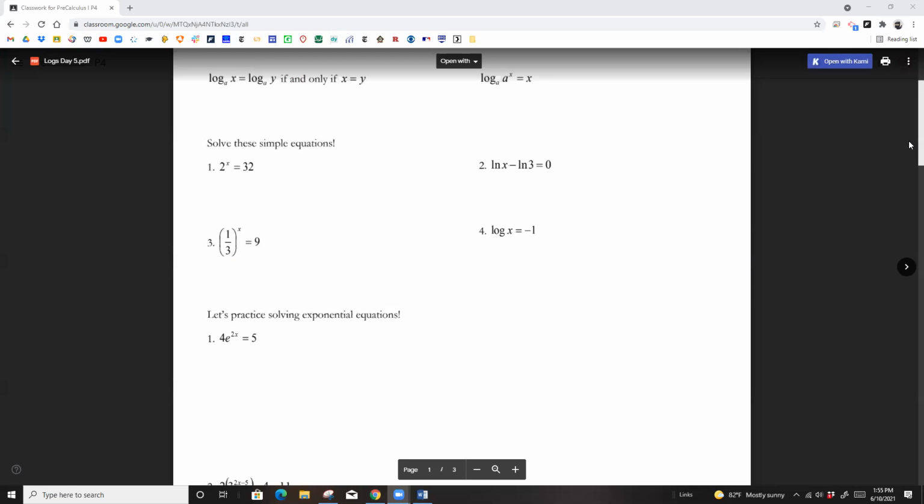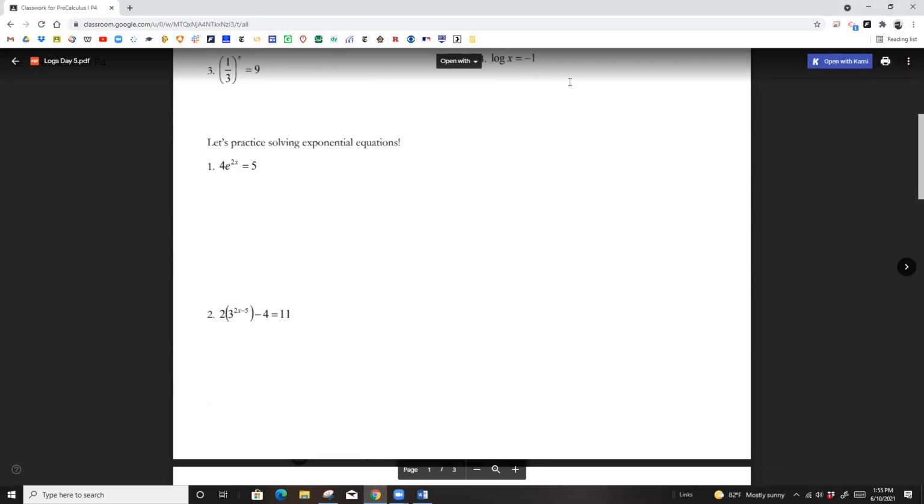It's just solving equations like you've been doing for the last 5 years, since middle school. So instead of solving for x, when we have an exponential equation, we're going to solve for the exponential expression. So we're going to get that e to the 2x alone, and then worry about the 2x part later. Our first step is going to be dividing both sides by 4 to get that exponential expression alone. So now I have e to the 2x equals 5/4.